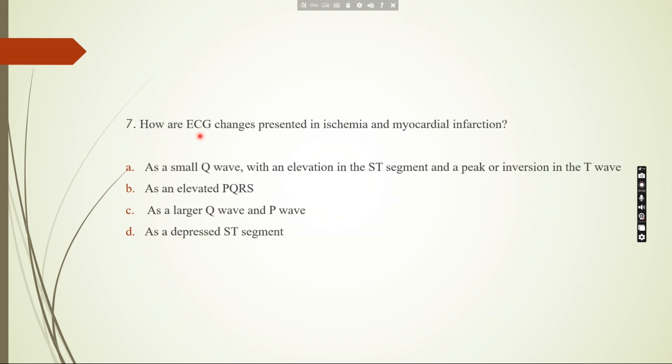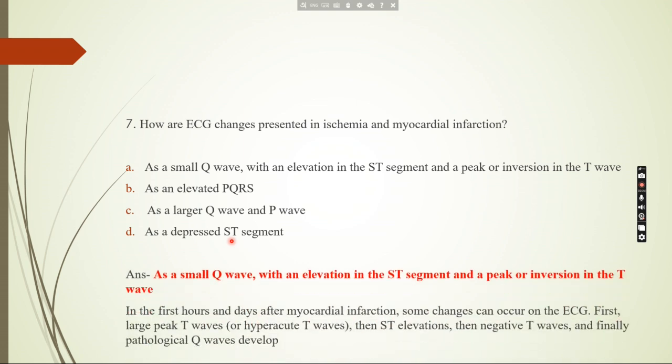Next question, how are ECG changes presented in ischemia and myocardial infarction? The options are as a small Q wave with an elevation in the ST segment and a peak or inversion in the T wave. Second option, as an elevated PQRS, as a longer Q wave and T wave, as a depressed ST segment. The right answer is at first as a small Q wave with an elevation in the ST segment and a peak or inversion in the T wave.